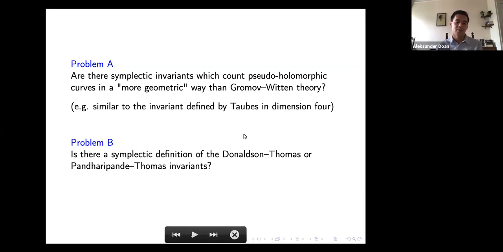And the second problem: is there a symplectic definition of these sheaf counting invariants that I just mentioned? As I said, they have a very different flavor from the Gromov-Witten invariants. So it would be interesting to find a definition that does not rely on sheaf theory, but rather uses ideas from symplectic geometry and analysis.